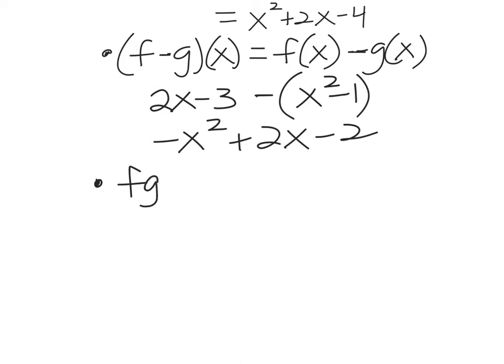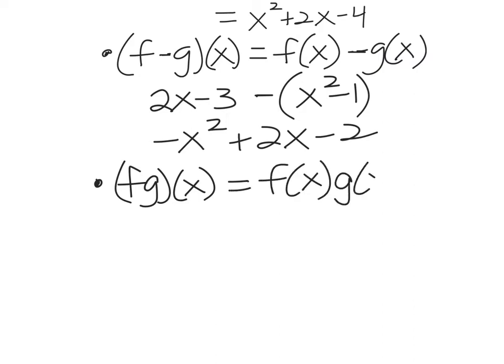Let's do the product now. f times g of x is the same thing as taking function f of x times function g of x. What are we going to have to do? We got two binomials multiplying together. Our good old friend FOIL. We got to FOIL this out.